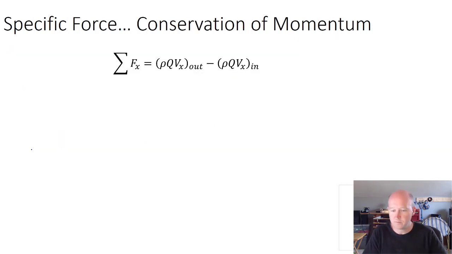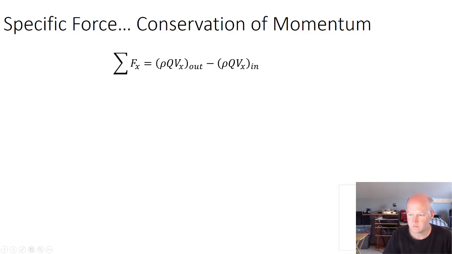So specific force or conservation of momentum is going to be pretty easy to use, but we're going to start it off with something that's a little bit scary. So we're going to talk about impulse momentum. This is the idea of a jet of water striking a plate or being changed in direction, and we can calculate the forces from that jet of water. So we're going to use that for hydraulic jumps.